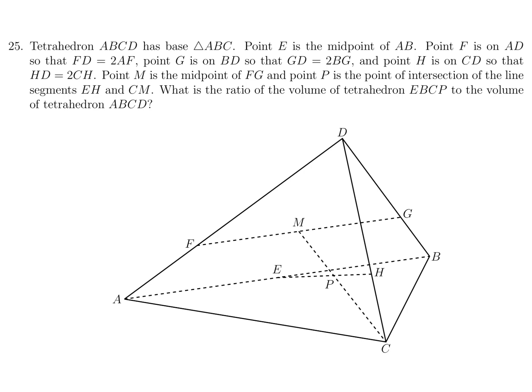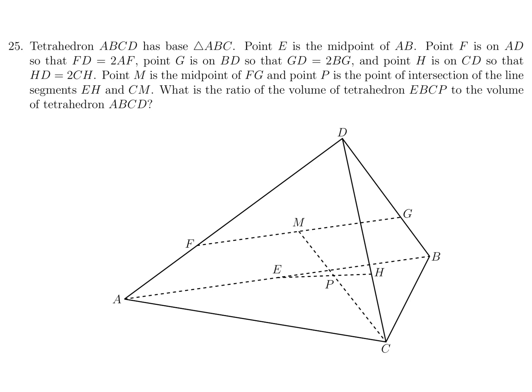Tetrahedron ABCD has base ABC. Point E is the midpoint of AB. F is on AD, so that FD is equal to 2AF. G is on BD, so that GD is 2BG. H is on CD, so that HD is 2CH. Point M is the midpoint of FG. Point P is the point of intersection of the line segments EH and CM. What is the ratio of the volume of tetrahedron EBCP to the volume of tetrahedron ABCD?